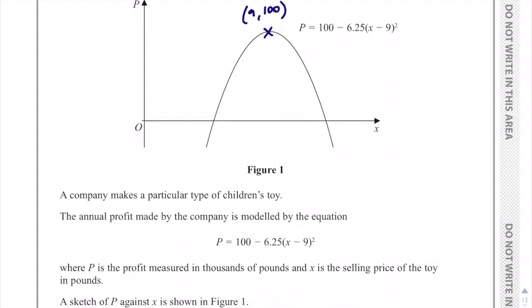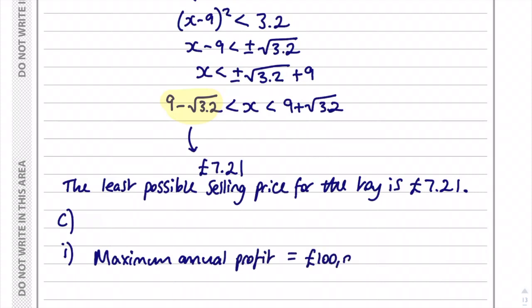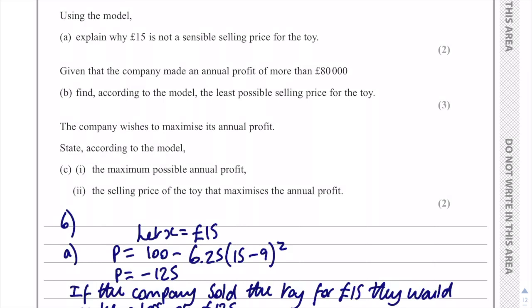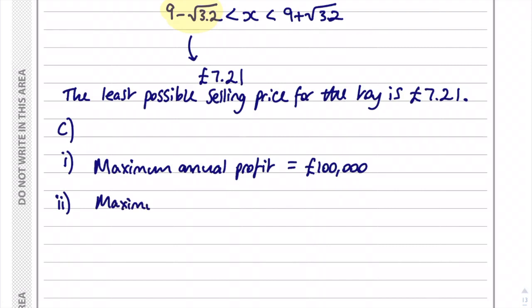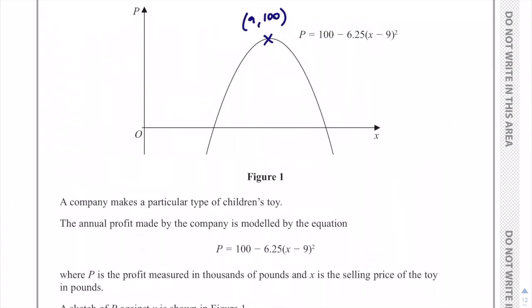But remember, the question says that the profit is measured in thousands of pounds. So we can say that the maximum annual profit is equal to £100,000. And then the second part basically says what is the maximum selling price of the toy that maximizes the annual profit. Well, maximum selling price is £9 based on the maximum point from the equation and the graph.